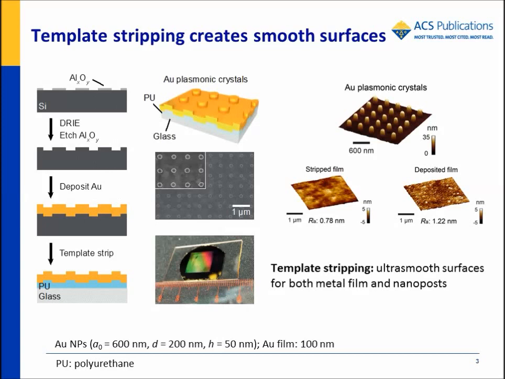Both the scanning electron microscopy and the atomic force microscopy images show ultrasmooth surfaces for both the post array and the metal film. Compared with the as-deposited metal film, the stripped film has a sub-nanometer roughness, which can significantly suppress the loss of the system and is important for plasmon lasers.